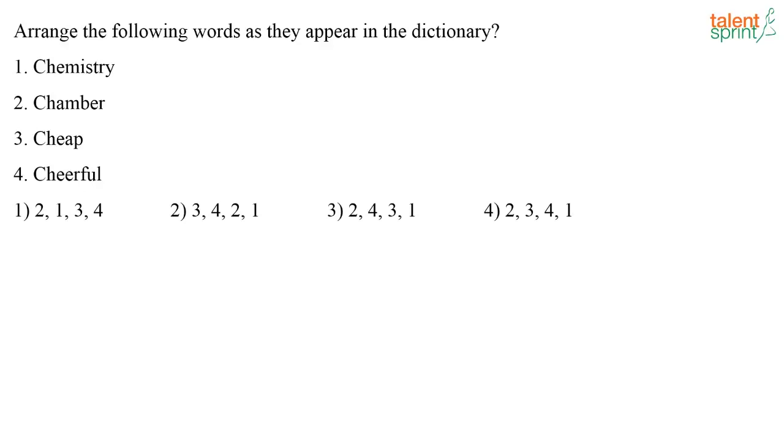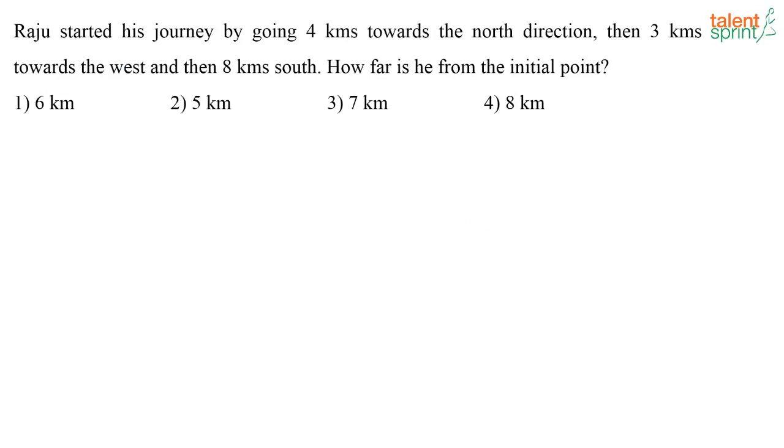Arrange the following words as they appear in the dictionary: chemistry, chamber, cheap, cheerful. The first word that will come in the dictionary is chamber, CHA. Then what will come? CHEA, because all the other three start with CHE. So this is the second one. Then you will have CHEE followed by CHEM. So this is the third one and this is the fourth one in the order. So the answer is 2, 3, 4, 1, that is option 4.